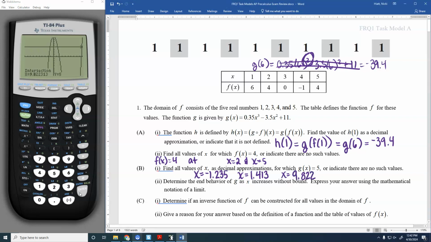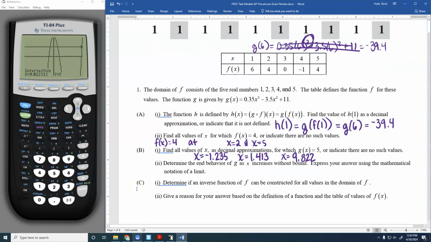I'm rounding to 3 decimal places there. You have to keep at least 3. If you want to keep more, if you want to write 9.8223, do it. If you want to write 9.822313, it's fine. It just has to be correct to 3 decimal places. Everybody good there?